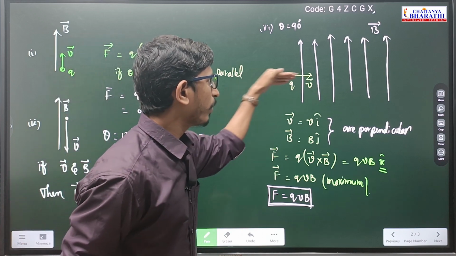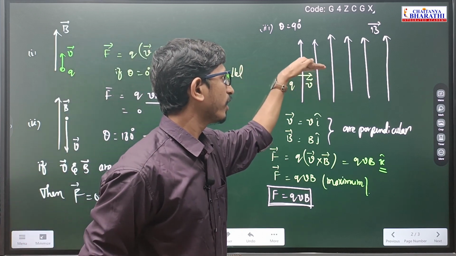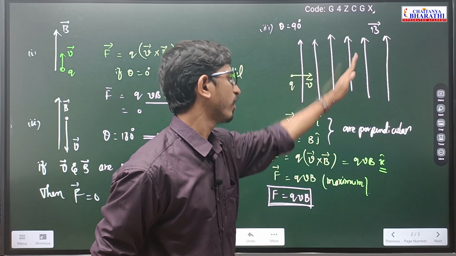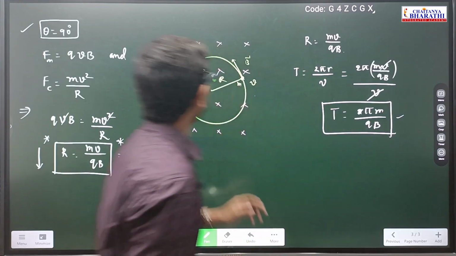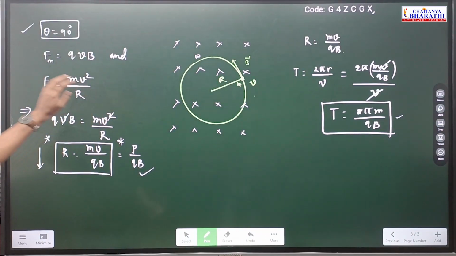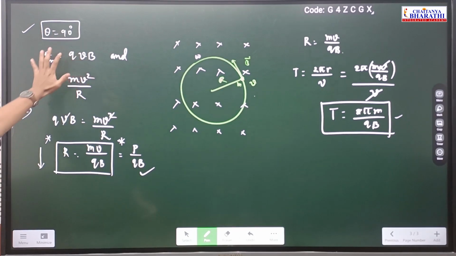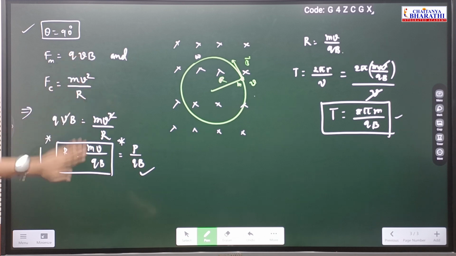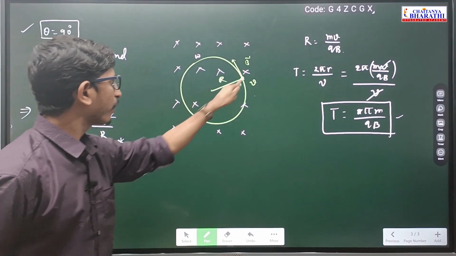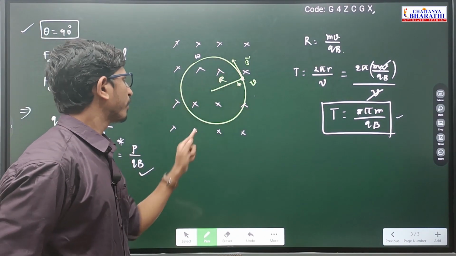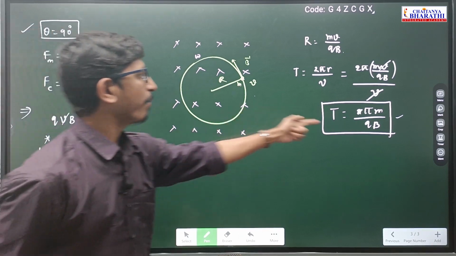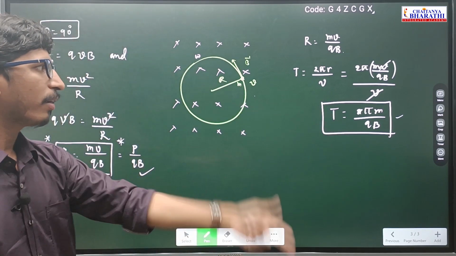As it enters perpendicularly, it experiences a force and it creates a circular motion, and that circular motion is simply the result of centripetal force. So we can equate these two so that we can calculate the radius of the path of this particle, and its time period. And we will continue in the next session.